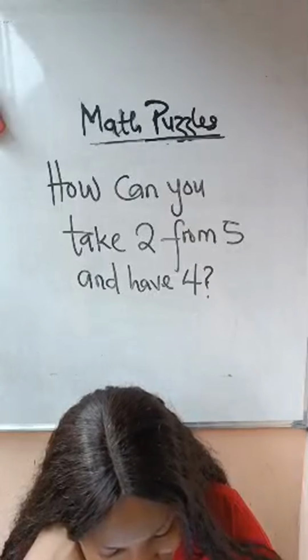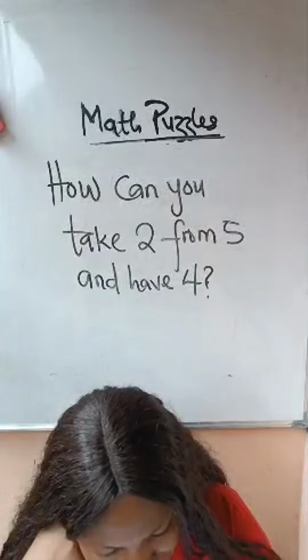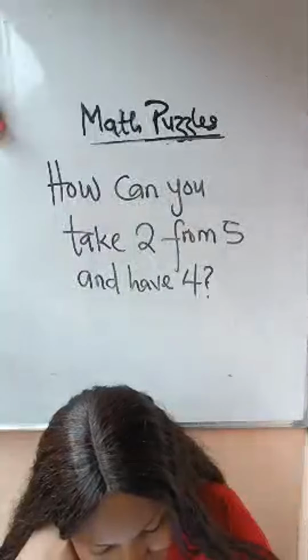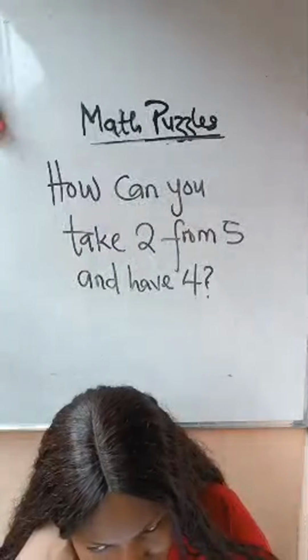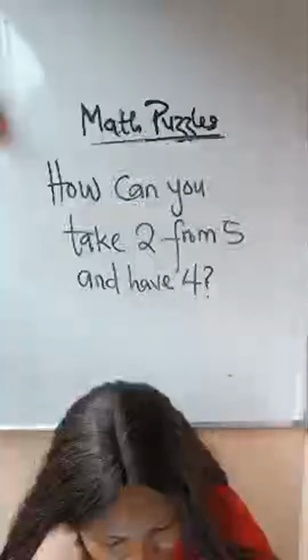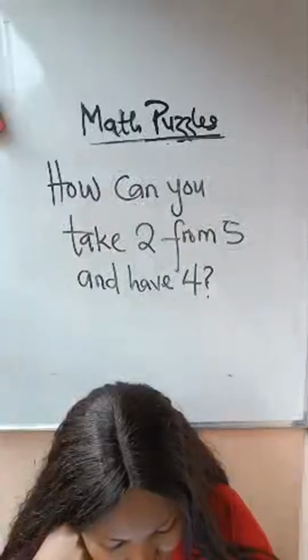More questions, more questions. Delroy Thomas, thank you for joining. He said just take 1. No, we cannot, we are asked to take 2 and we still have 4 remaining. So how do we do that? Ragama is saying 5 equals FIV, then take away 2 letters and you're left with IV, which is 4.